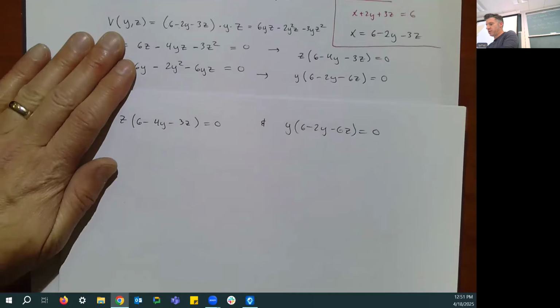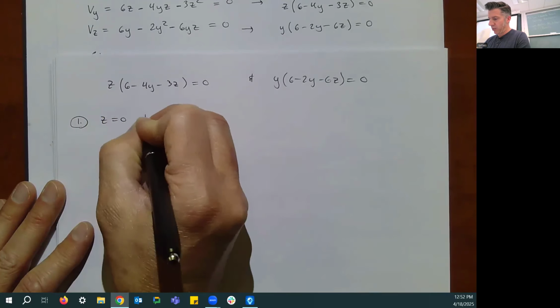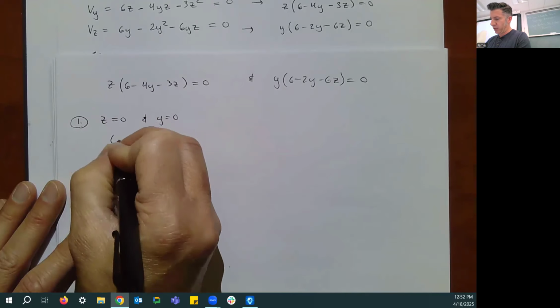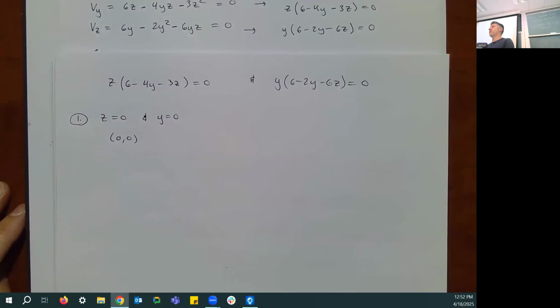Okay, so one solution would be z equal to 0 and y equal to 0, which would be the point 0, 0. But that's not going to be the right solution. Why? Because if one of the coordinates or one of the lengths of one of the sides is 0, how much volume are you going to get? Not the maximum amount for sure. So we know that this is not the right answer.